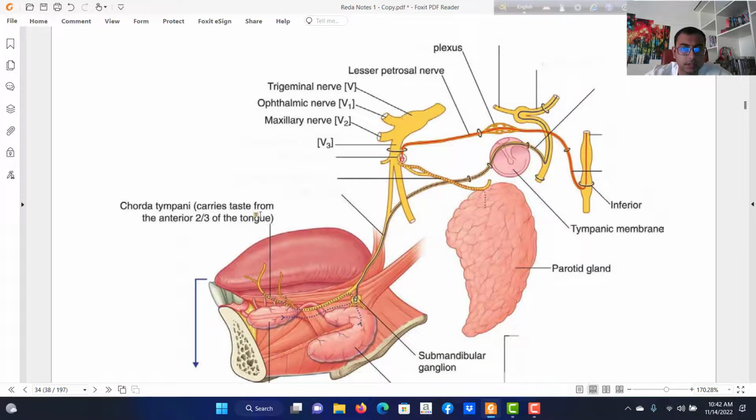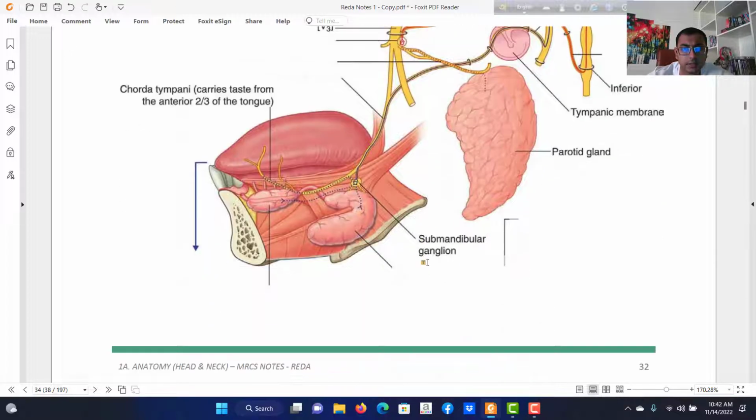These three, which one supplies? V3, the mandibular division, supplies both sensory and motor. The chorda tympani comes from the mandibular division V3 and that is the sensory portion, and the motor portion gives supply to the muscles.